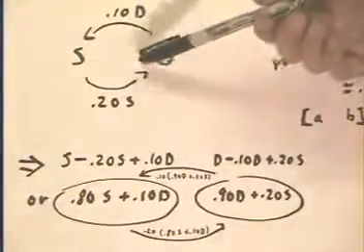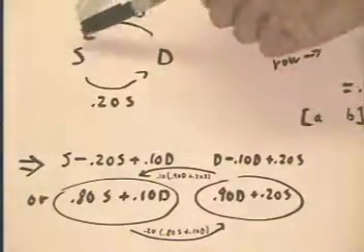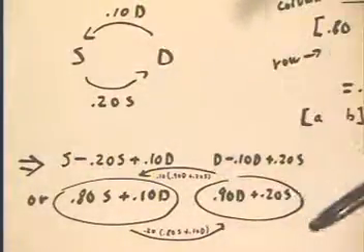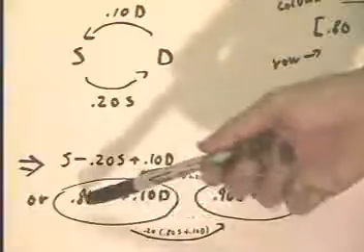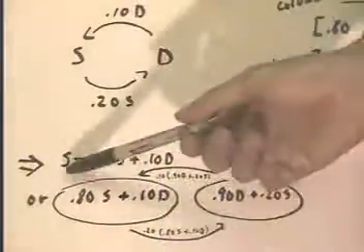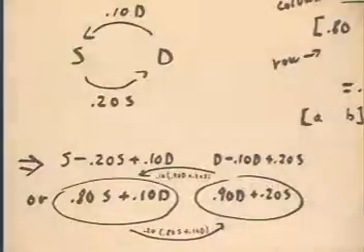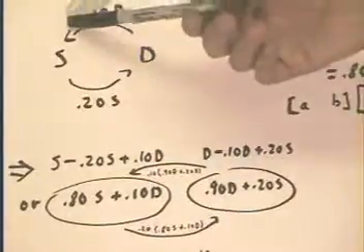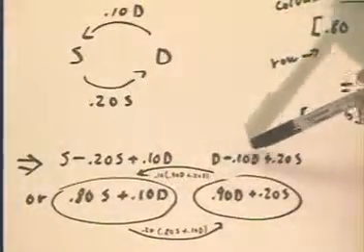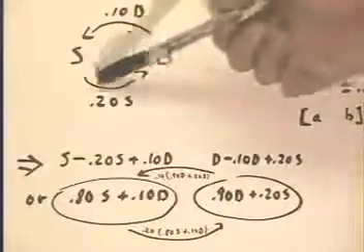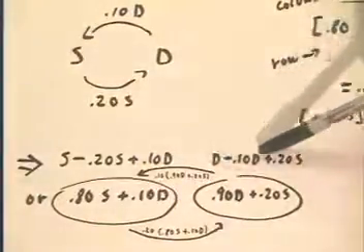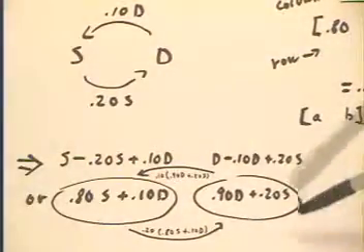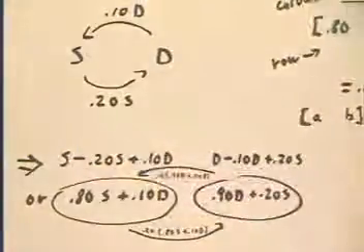S is going to lose 0.20S and gain 0.10D, so we're going to end up with a sane number that's S minus 0.20S plus 0.10D, which is 0.80S plus 0.10D, because S minus 0.20S is 0.80S. And similarly, D is going to be D minus 0.10D plus 0.20S, not 0.20D. D minus 0.10D is 0.90D plus 0.20S. So these will be our numbers after a transition.